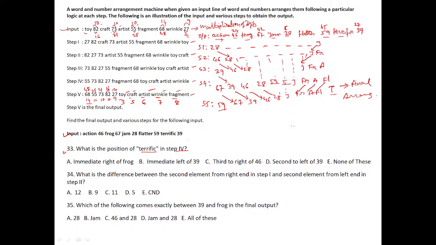Okay. So what is the position of terrific? Immediate right of frog? No, it is 59. Immediate left of 39? No, it's J. Third to the right of 46. First, second, third. Yeah, this is correct. So option C is the correct answer here.